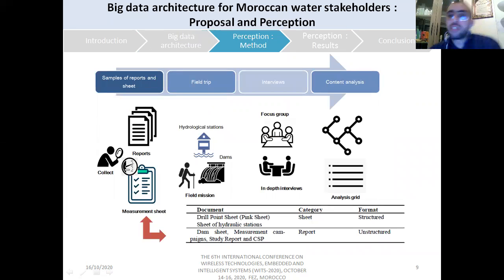The approach to design a big data architecture for water stakeholders started by an area observation to appreciate both the real objects and their components: rivers, wells, stations, dams, etc. Also, we analyzed the opinions of decision makers, reports, and measurement sheets. This approach was conducted to observe the water entities and their attributes, and also to identify the opinion of the decision makers of water stakeholders in our city area.